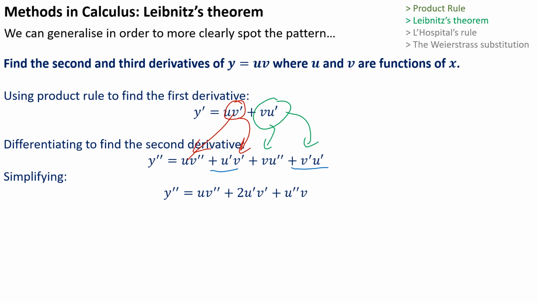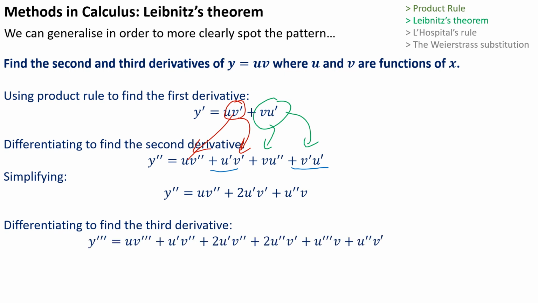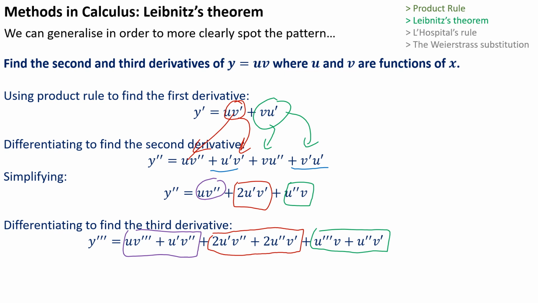This might remind you of binomial expansion, and so it should. In fact, if we go one step further, it'll be even more reminiscent. When we find the third derivative, I'm going to use my simplified form for this one, but we're going to see how things combine. Now what we have is u v double dash gives us these two terms. The 2u dash v dash is going to give us 2u dash v double dash plus 2u double dash v dash. And finally, we have u double dash v giving us these two terms here.